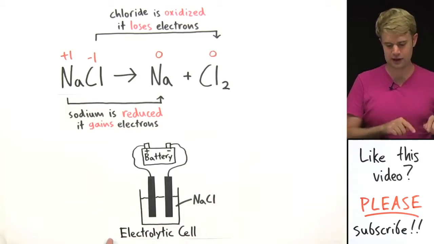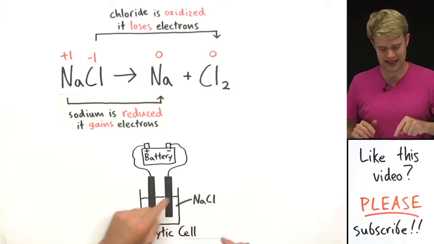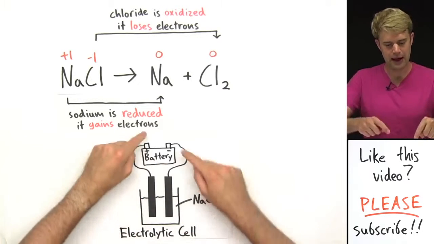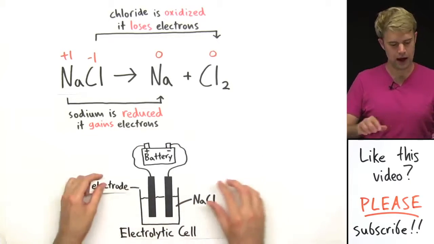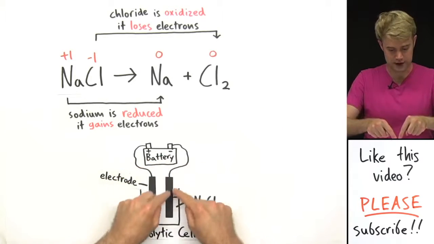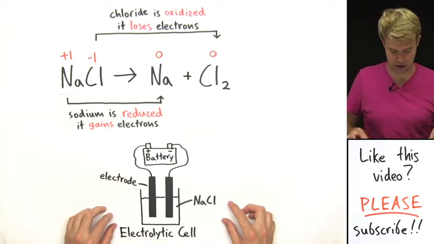This is called an electrolytic cell, and it's got a couple of different parts. First, we got this container that's full of the sodium chloride. Then we got a battery, and the two sides of the battery are hooked up to what we call electrodes. The electrodes put electrons into the sodium chloride and they pull the electrons out.